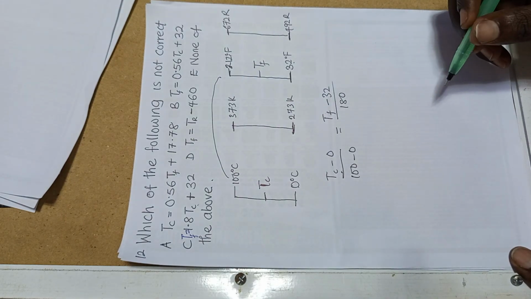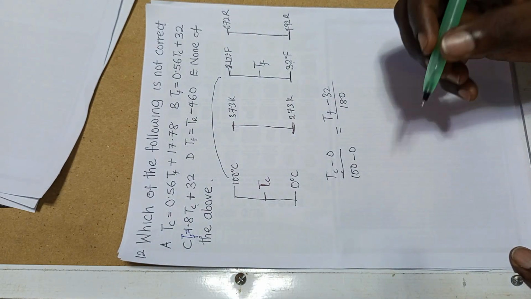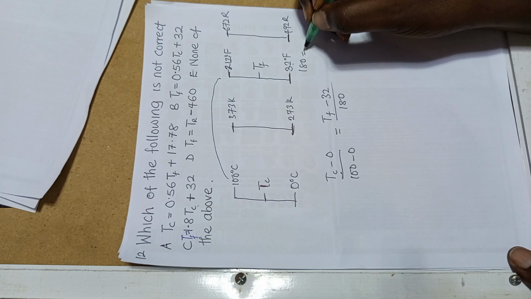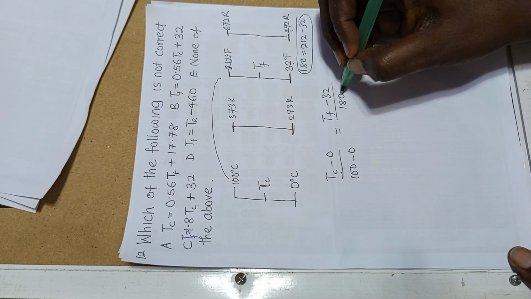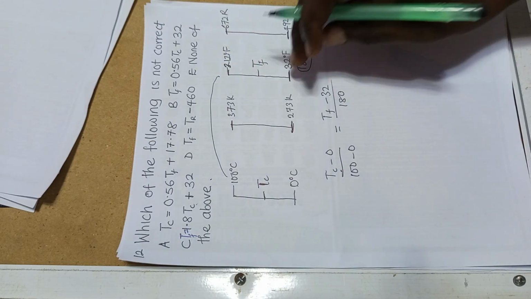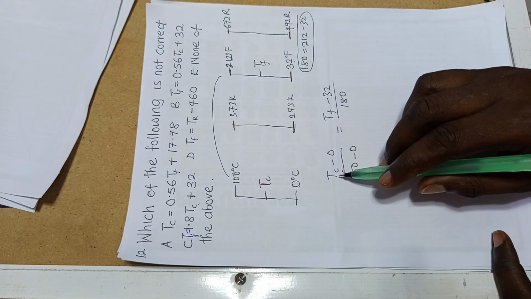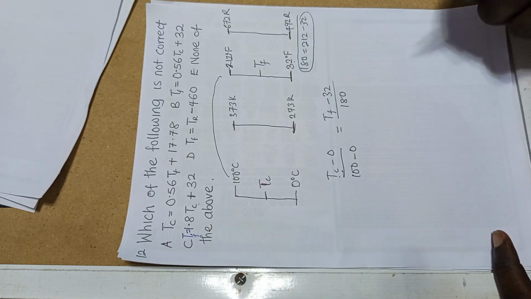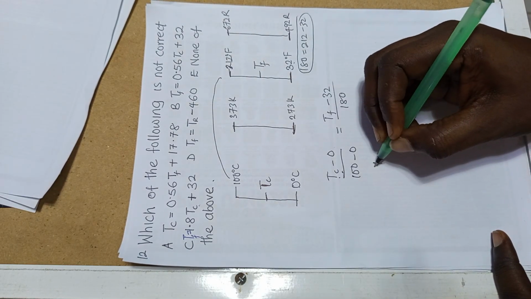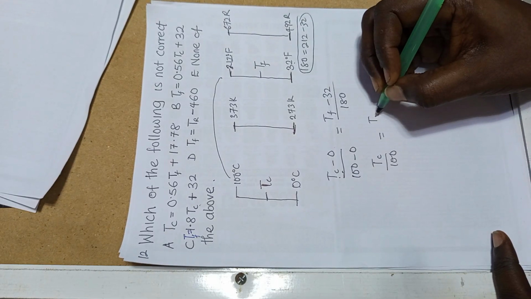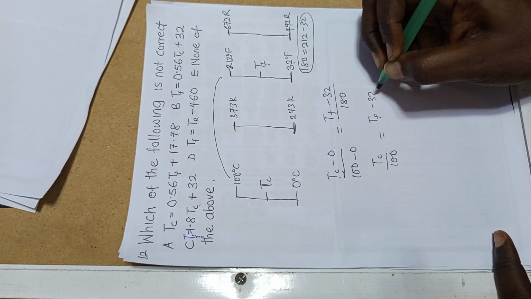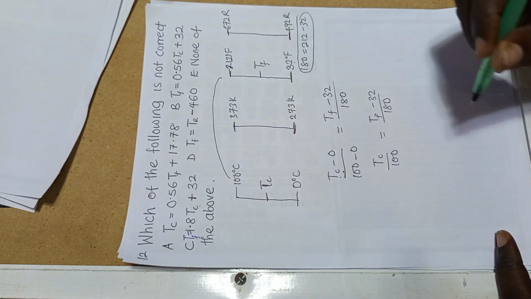You can write it out. 180 is gotten as 212 minus 32. That's how we get this 180. Then you cross multiply. TC minus 0 is TC. So TC over 100 equals TF minus 32 over 180.